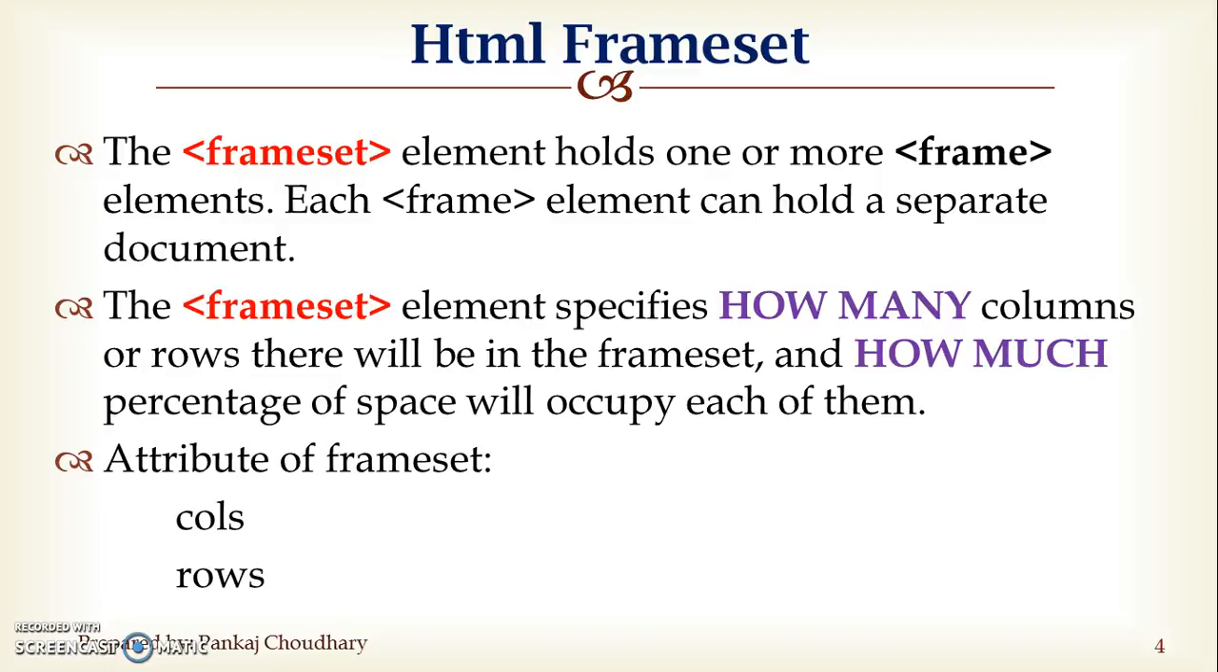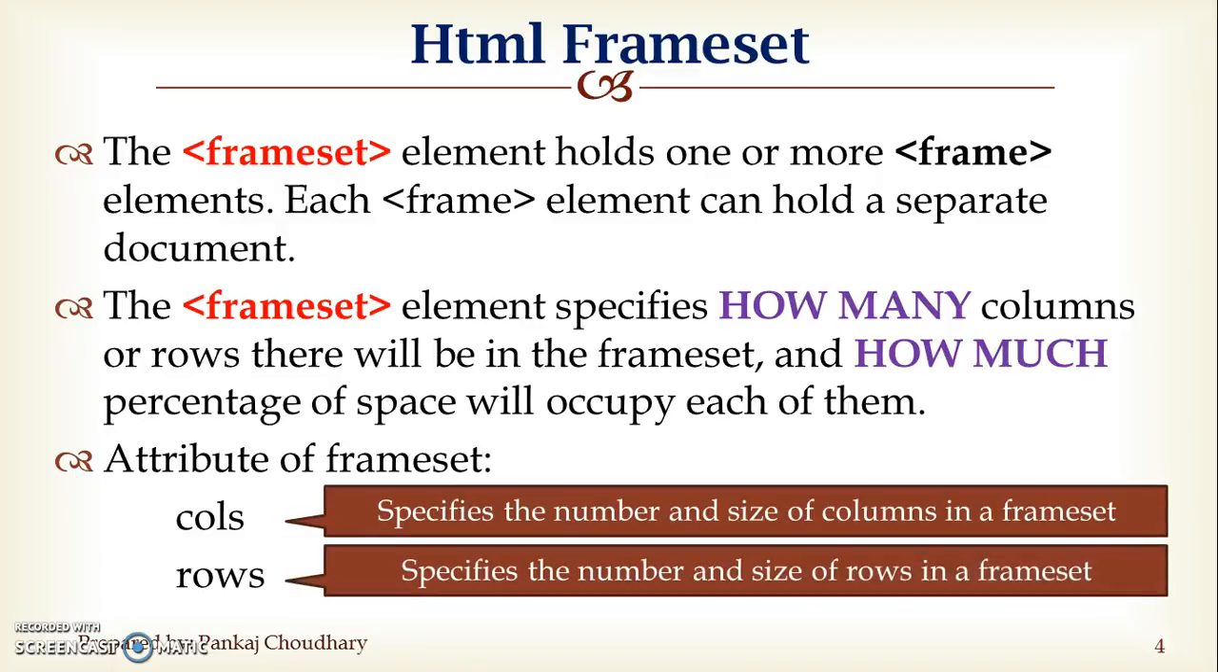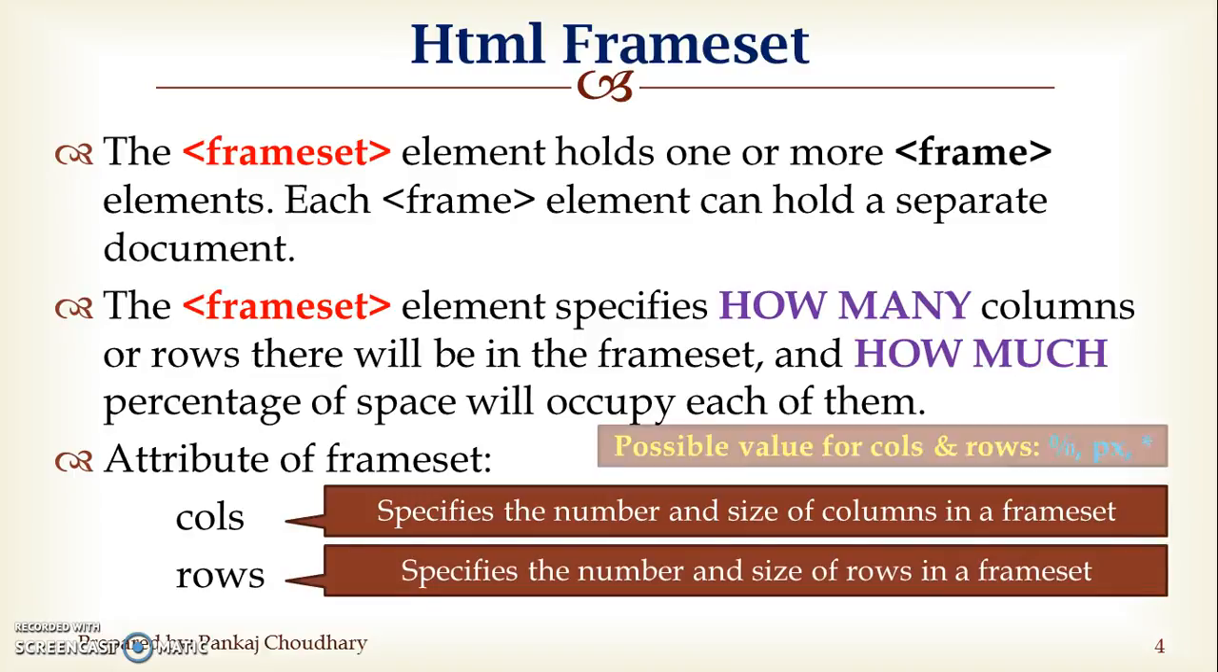The attributes of the frameset are cols and rows, and we can use these attributes one at a time. Cols specifies the number and the size of columns in a frameset. Rows specifies the number and the size of rows in a frameset. The possible values for cols and rows are percentage, px, and asterisk. Percentage is used to acquire a percentage area of the frame, px is used to acquire a pixel area of the frame, and the remaining space which is left is indicated by the asterisk.